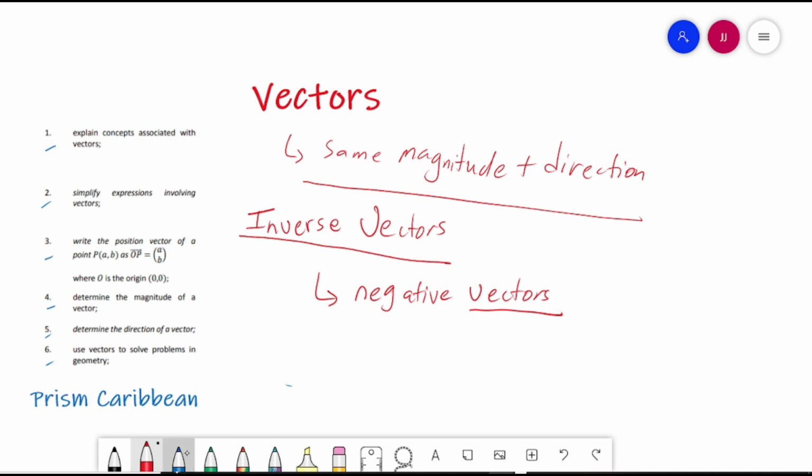So let's say we have A equal to (4, 7). The negative vector in this case will be (-4, -7). And that's pretty much it. Negative vectors are inverse vectors, and we know vectors have magnitude and direction, which we will be getting on to more in a bit.